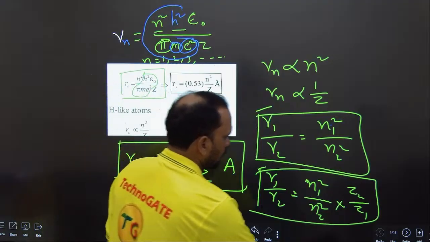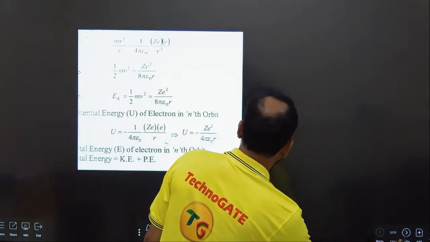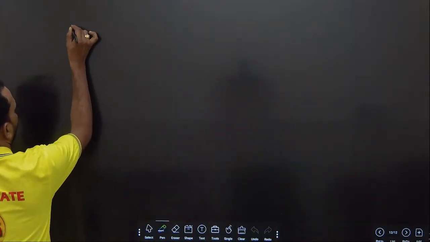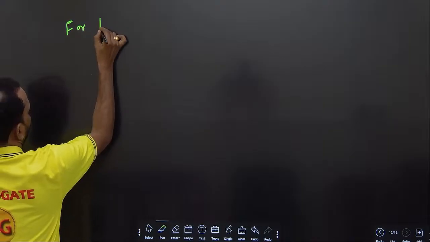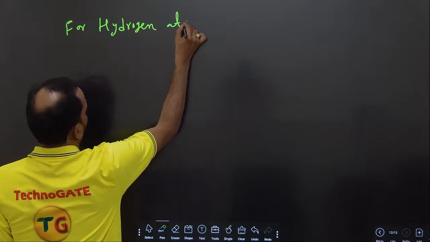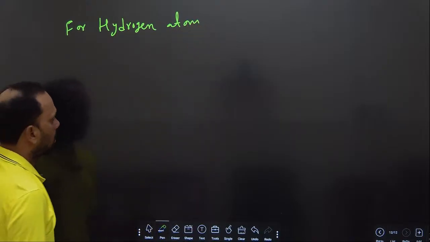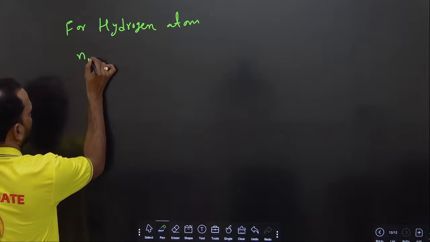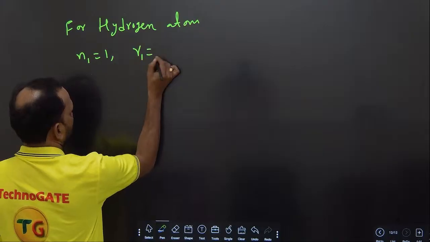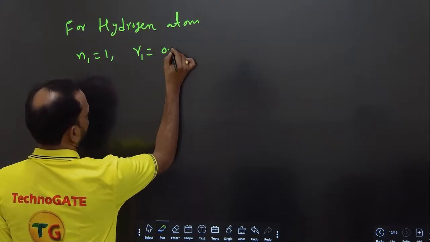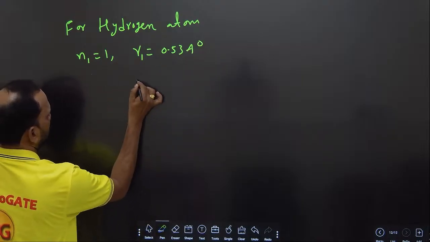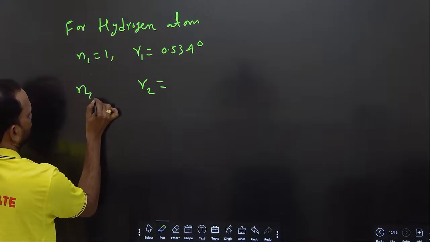For example, for the hydrogen atom, n1 is equal to 1, the first orbit, and the radius is 0.53 angstroms. What is the radius of the second orbit?